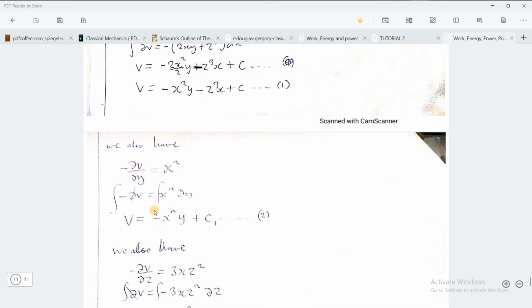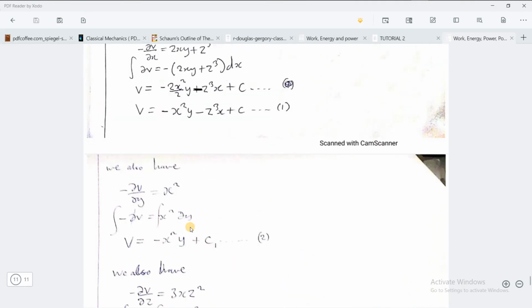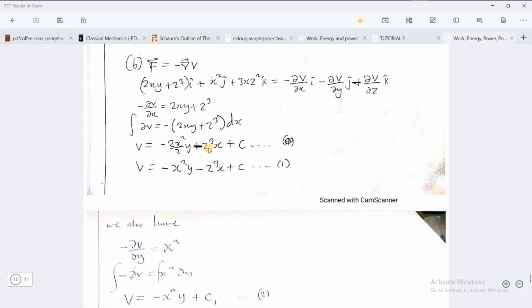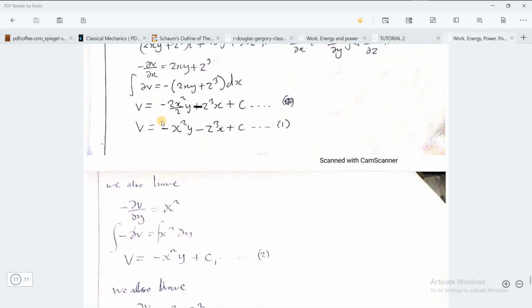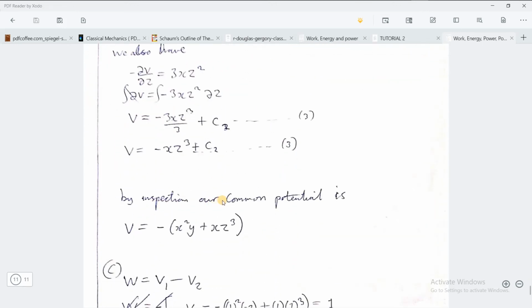So here we don't get another minus x squared y, and this other equation 3 has minus xz cubed, so it's already existing in what we took first. So our common potential will just be minus x squared y and minus z cubed x. That will be our common potential. By inspection, the common potential should be this.